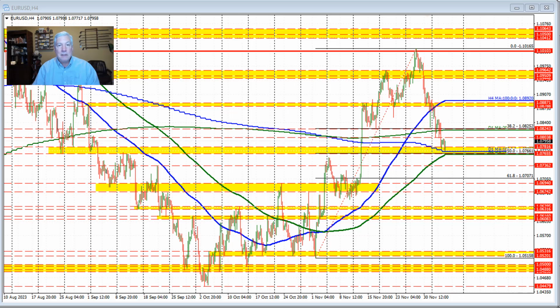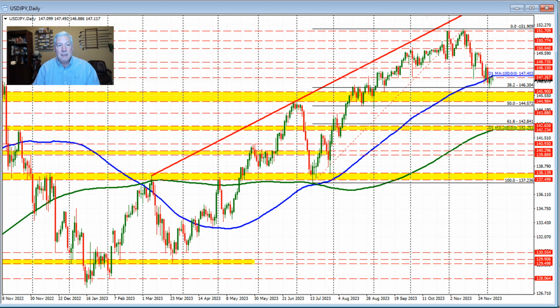Let's take a look at the dollar versus yen. On the daily chart, the price came down on Monday and tested the 38.2% retracement of the last move to the upside, from the July low to the high price that we saw in the month of November. The 38.2 comes in at 146.30, and as you can see, we moved just a little bit below that level in trading yesterday. We moved up to test the 100-day moving average at the highs, and in trading here today, we're also moving up to test the 100-day moving average.